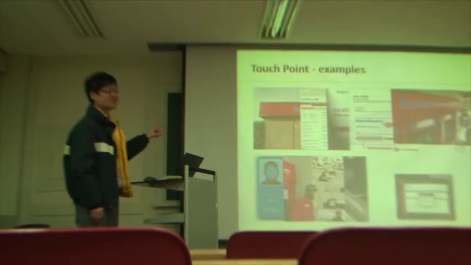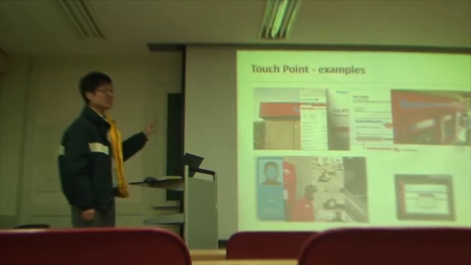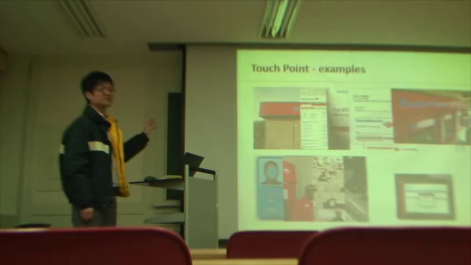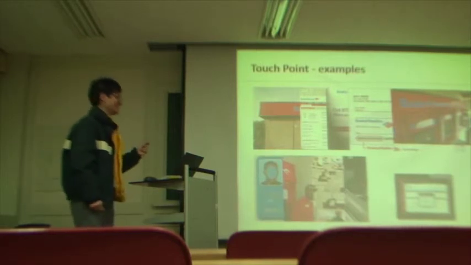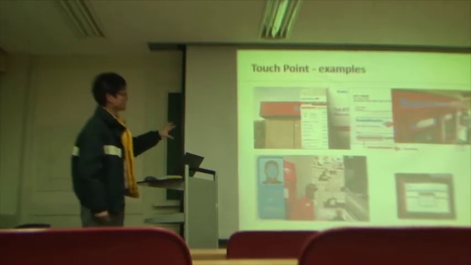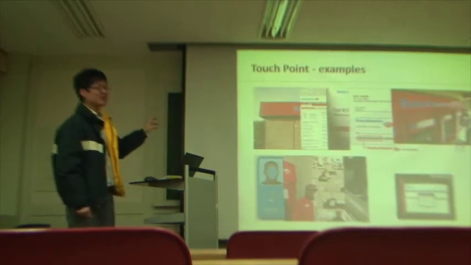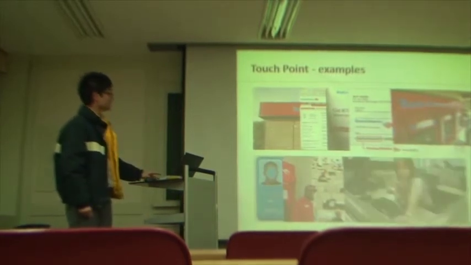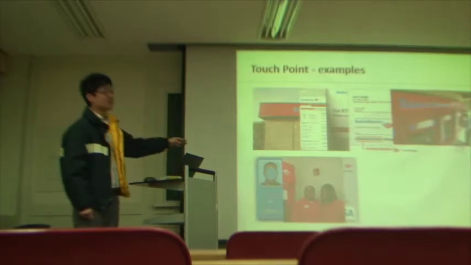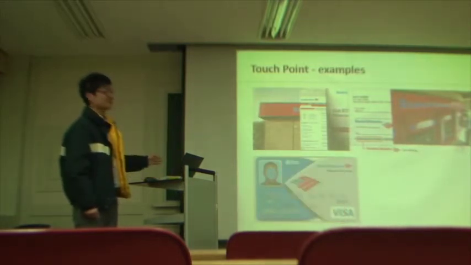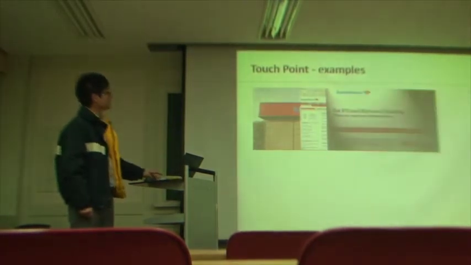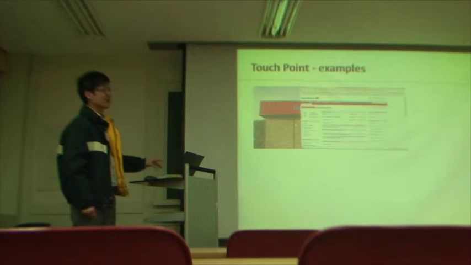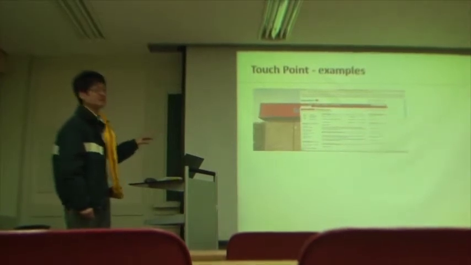So from here you can see the touch points for the Bank of America. Assuming that the design is good, though a lot of people complain about their service. But you can see they have the internal color, and their design elements, and also their uniform, and their logo, right? ATM design, check, and website. It's consistent.